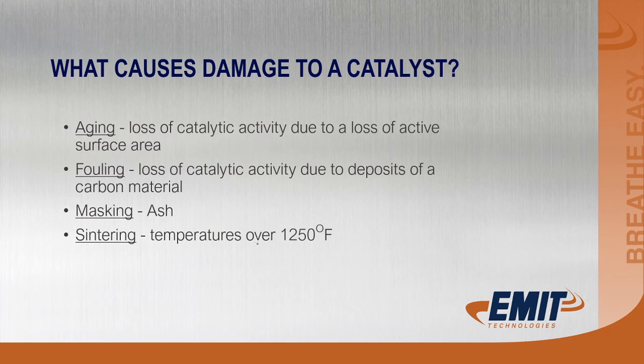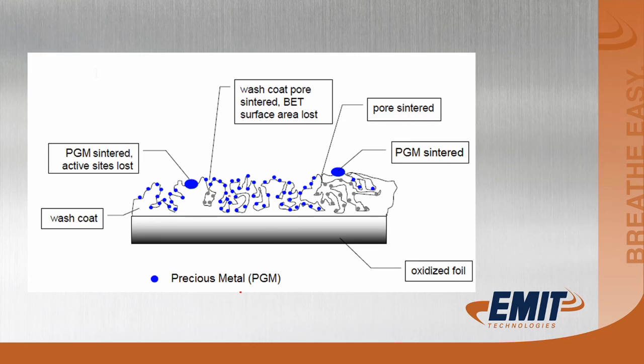Sintering, temperatures over 1250 degrees. Sintering is a high temperature that's too hot for the precious metals, where the precious metals will actually pool up. And then the other thing that happens is this alumina wash coat starts to deteriorate and get soft. And so now as it falls and it collapses around the precious metals, you lose sites. You basically have smothered the precious metals, so they're no longer able to make contact with the exhaust gases that you're trying to change.